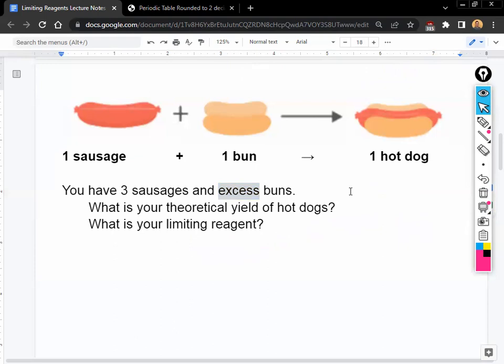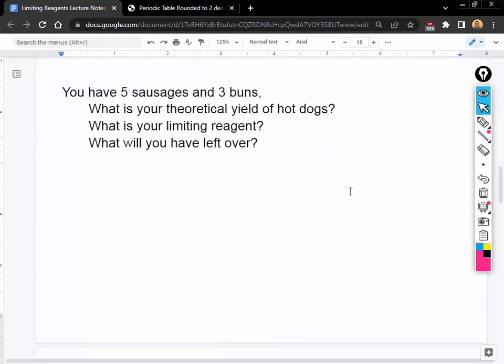Pretty easy concept, though. Okay, so in this situation, same reaction. If you have 5 sausages and 3 buns, show me with your fingers what is the theoretical yield of hot dogs you can make. What's the max number of hot dogs you can make? Show me with your fingers. Yeah, 3, right? 3 is the maximum amount, okay?